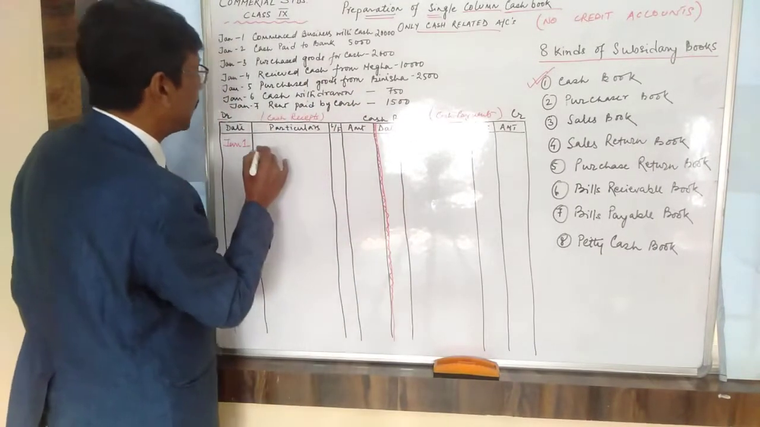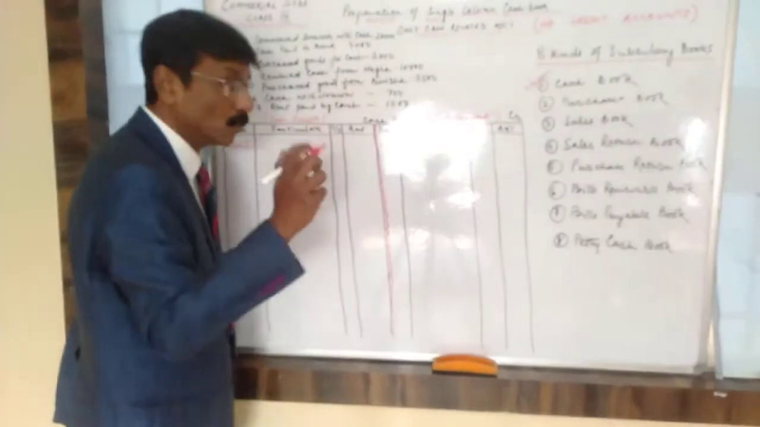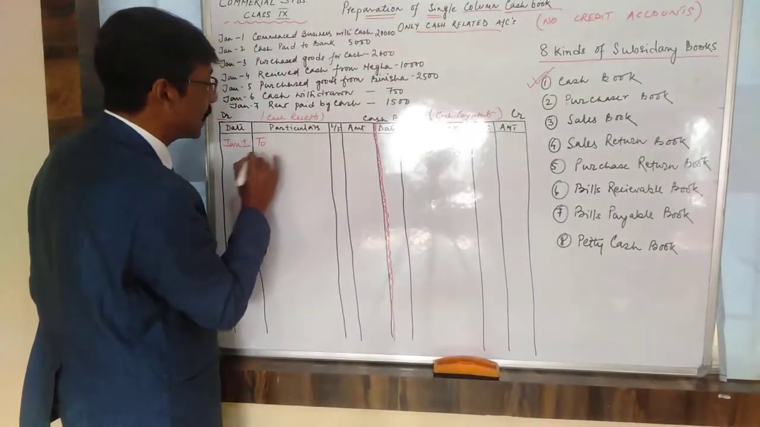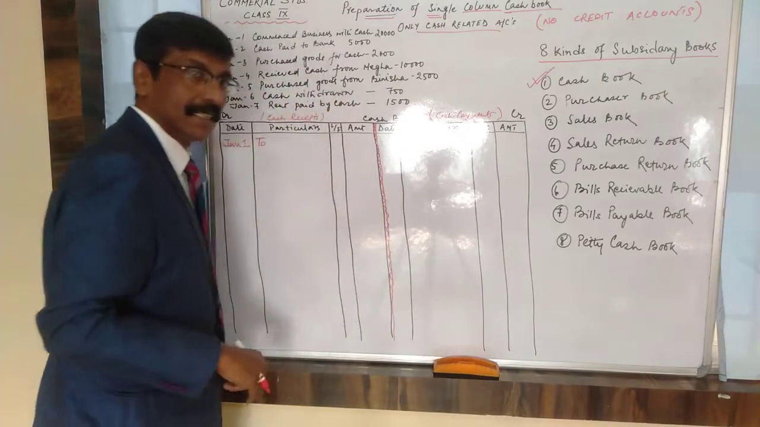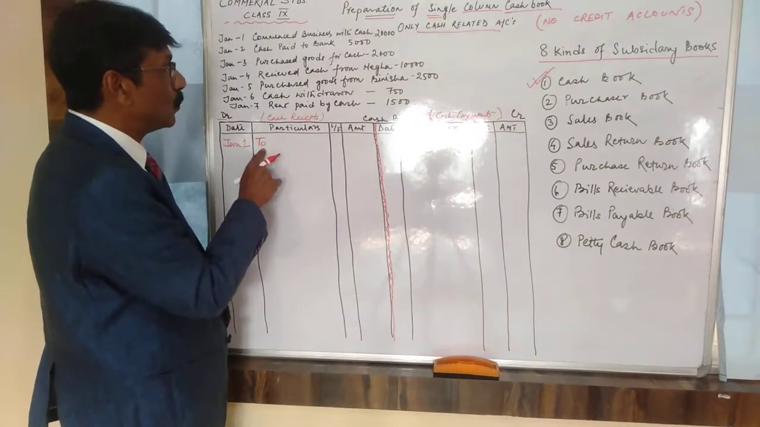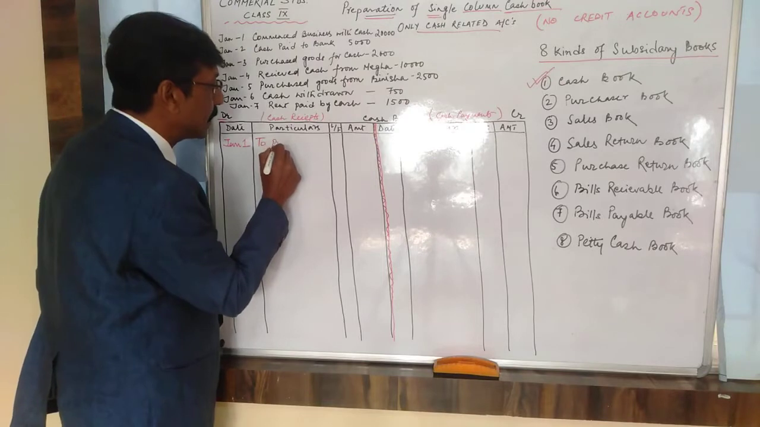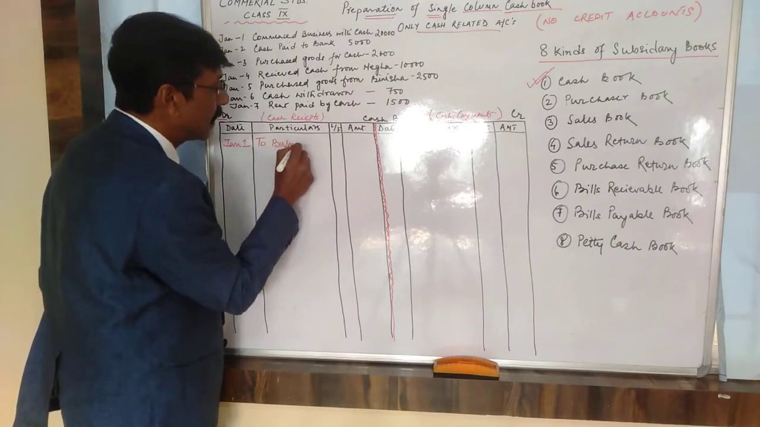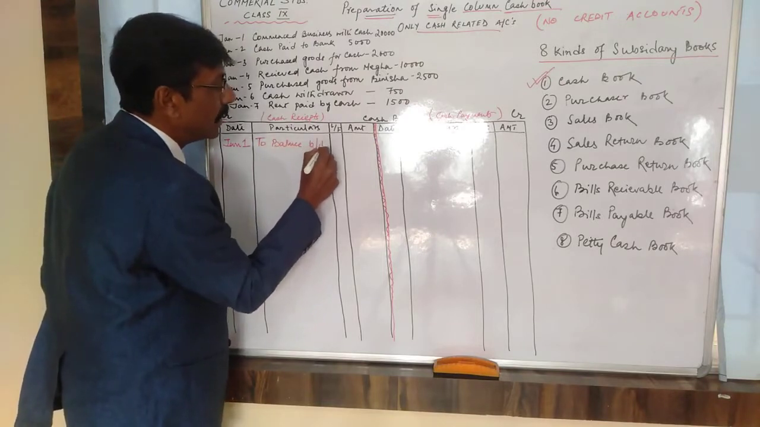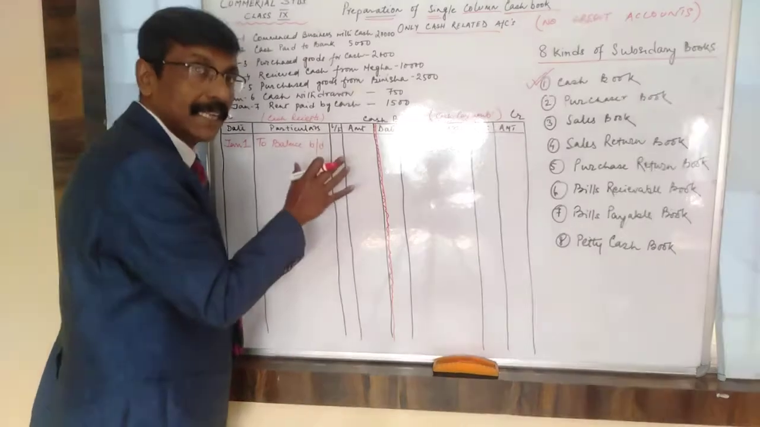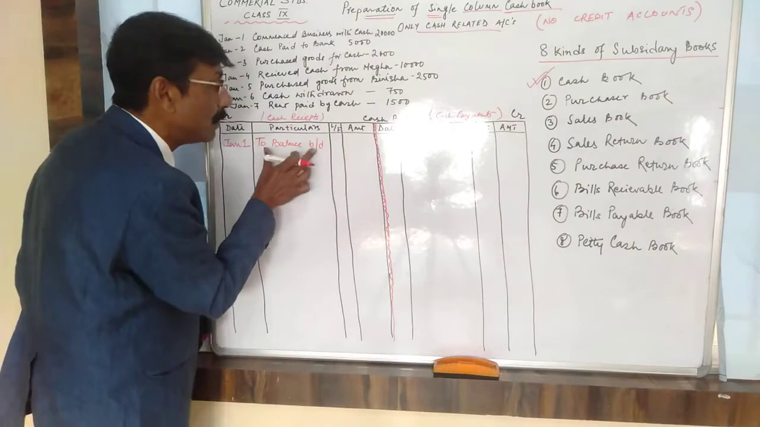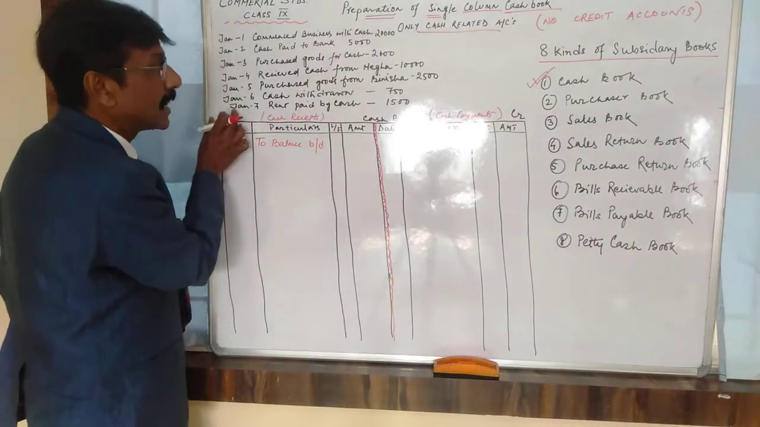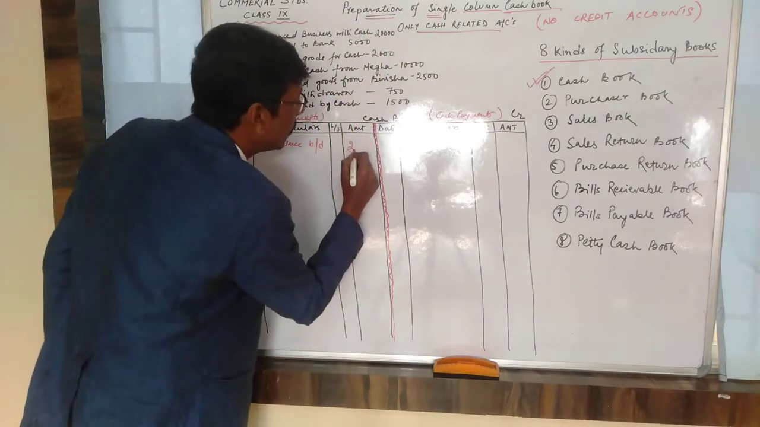So we will write this side, debit side always "To". I told you debit side always starts with "To" and credit side always starts with "By". So "To balance brought down", BD. This balance, always opening stock or capital, you will write as "To balance brought down" on the debit side. 20,000.